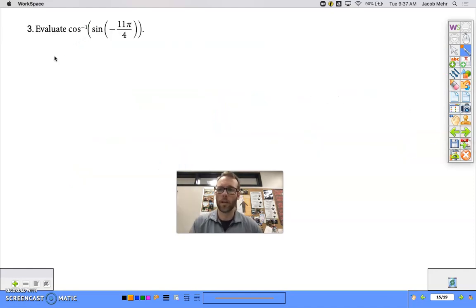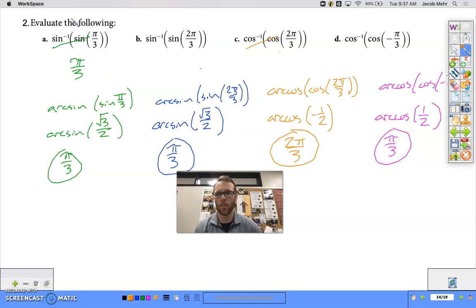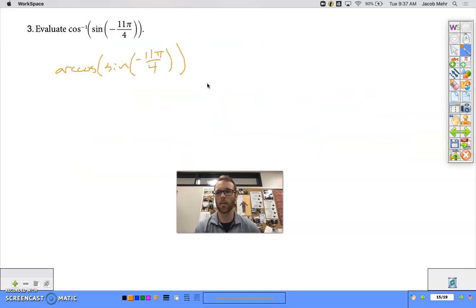Let's try another one. The arc cosine of the sine of 11 pi over 4. Now, what's different about this one than the last one, or any of them on the last page? Well, here it was always inverse sine, sine, inverse sine, sine, inverse cosine, cosine, inverse cosine, cosine. It was the inverse of its inverse, right? It was cosine with cosine. Well, here now we have a cosine with a sine. So we're going to take the arc cosine, start on the inside.